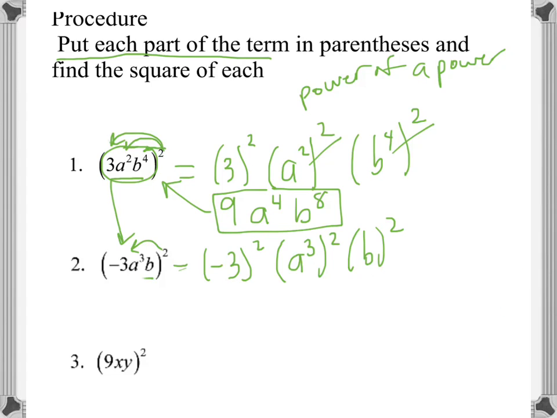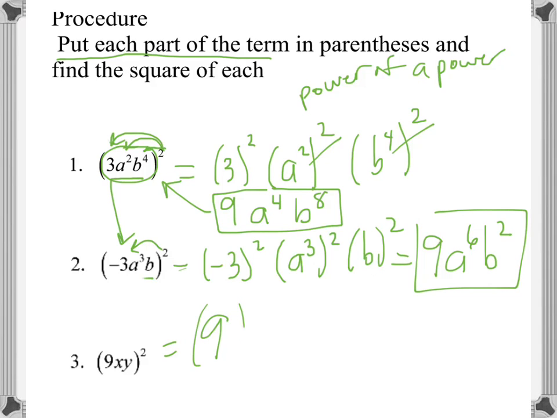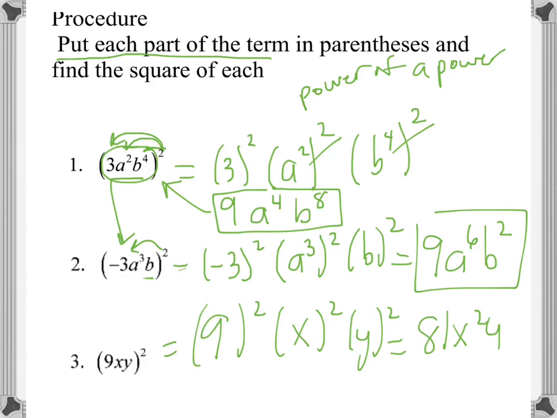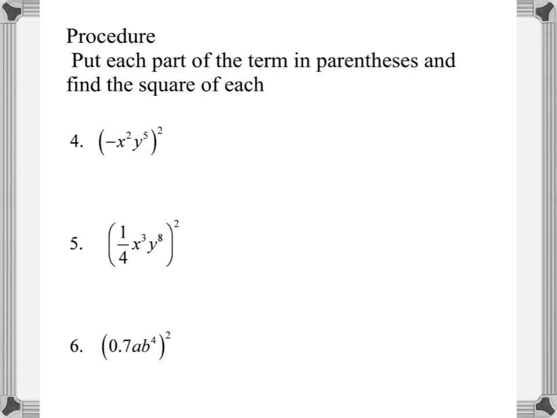So negative 3 quantity squared we just saw was 9, and then a cubed squared is a to the 6th power, and then we have b squared. And then this last one all the way down here, again we have 9 squared, and then we have x squared and y squared, so that's just going to be 81 x squared y squared. Okay, and that's how we square a monomial. We have, I think, 3 more examples.